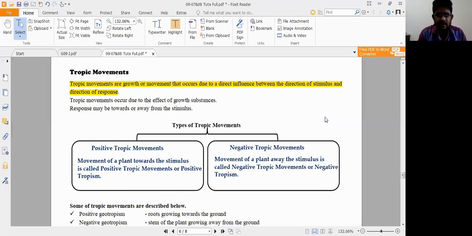So accordingly, tropic movements occur due to the effect of growth substances. You could remember like auxin, we said, auxin also works the same way, right? Response may be towards or away from the stimulus. Accordingly, two types of tropic movements. Positive tropic movements are the movements of a plant towards the stimulus. They are called positive tropic movements or positive tropism. Negative tropic movements are the movement of a plant away from the stimulus, called negative tropic movements or negative tropism.